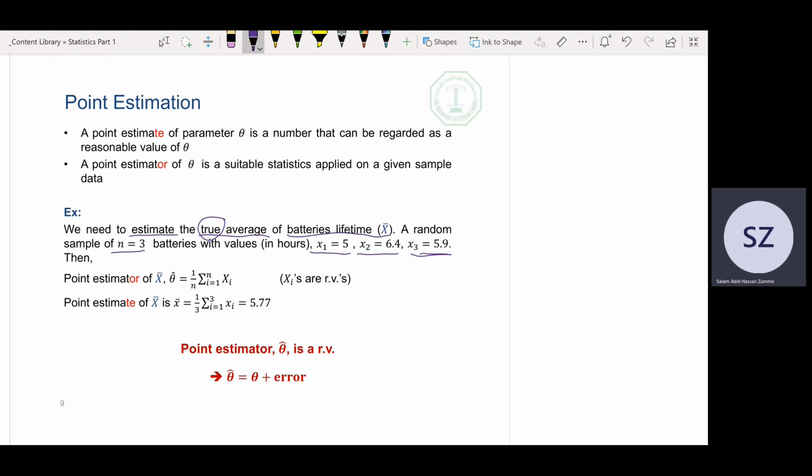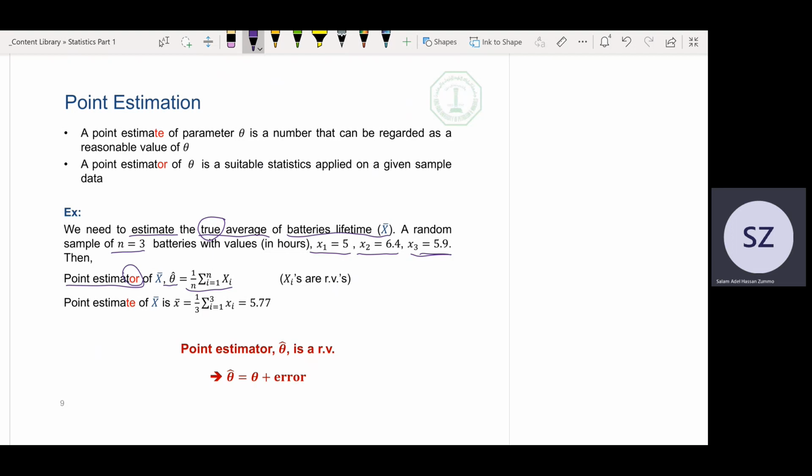So what we can do is we can use a point estimator. The estimator is the equation. Theta hat is 1 over n, the summation of x1 to xn. This is called the estimator. Estimator means it's the equation that we use to calculate the estimate.